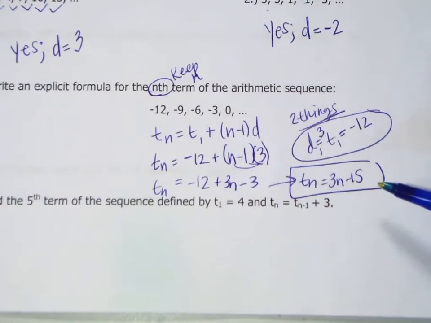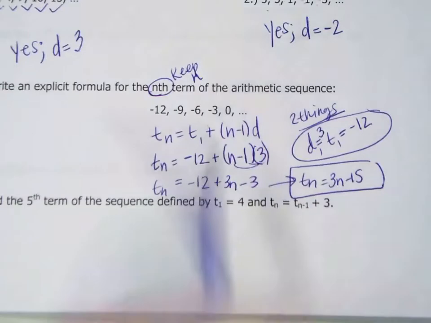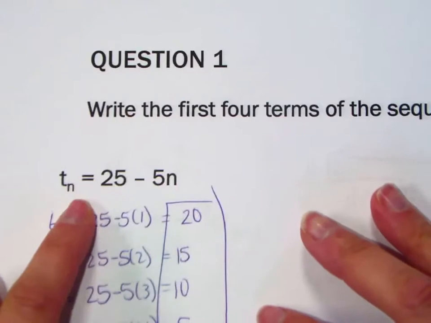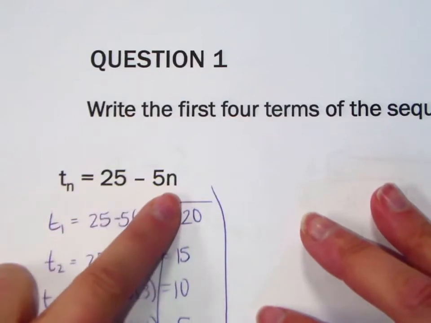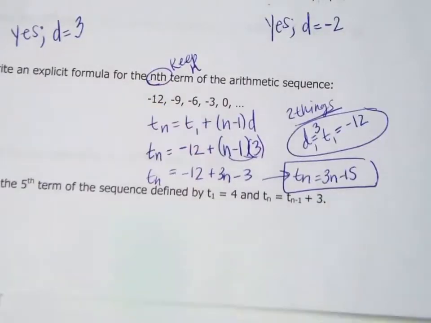Does it matter what's in front? Not really. All right, I want you to understand what you have here. Do you remember that very first warm-up question that you have? You had t sub n equals 25 minus 5n. This is what you've written for that sequence you were given.